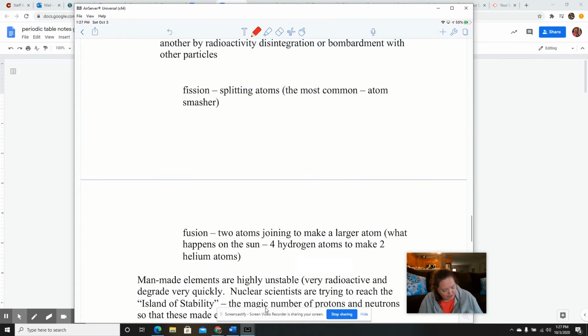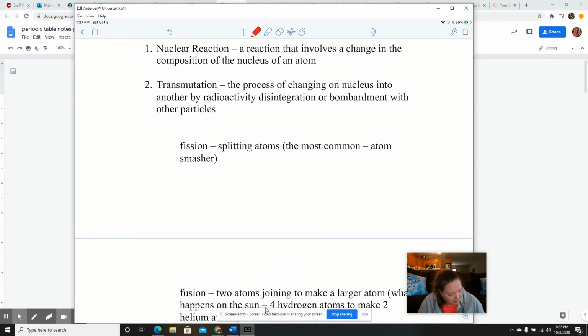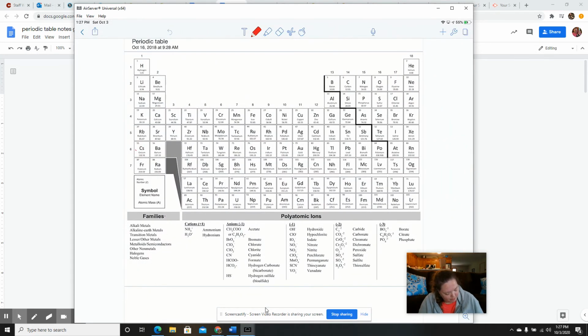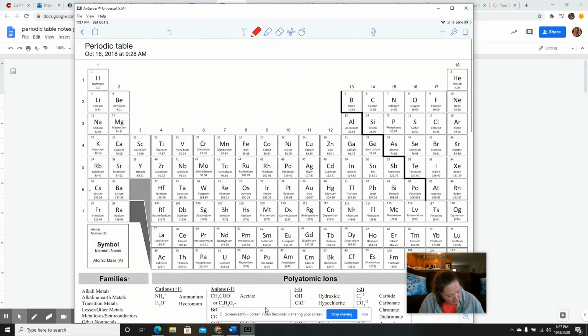So now what we're going to do is go to our periodic table and make our periodic table all pretty. Okay? So let's go here to the periodic table. And we are going to start here, and I'm going to do this in red. And I'm going to do the alkali metals.